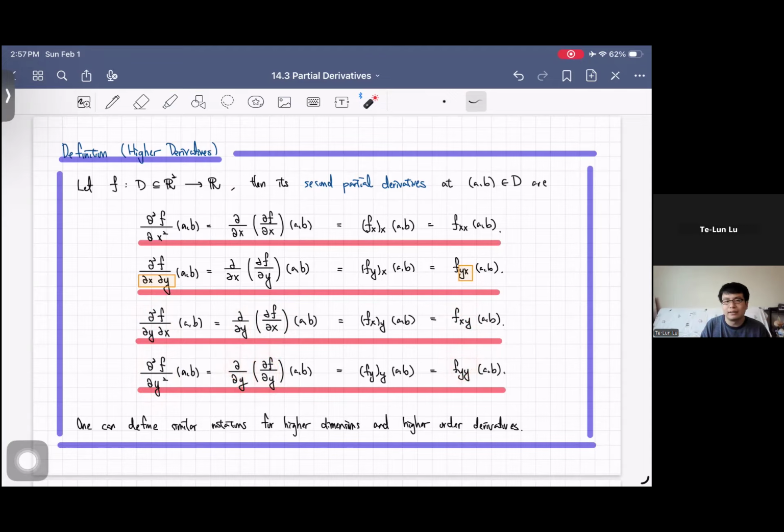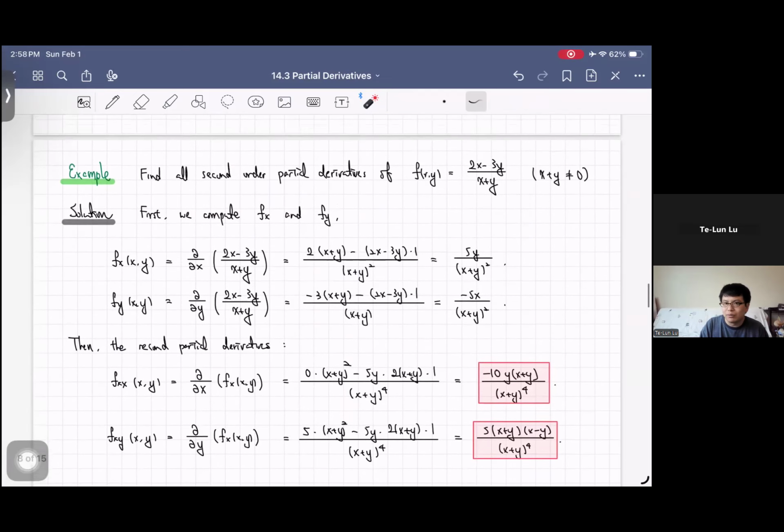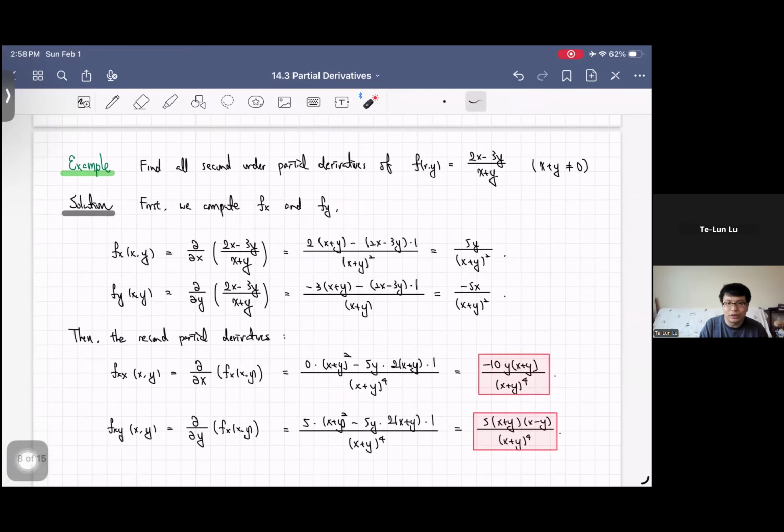And we can naturally generalize this to higher dimensions and higher orders. For example, if you are dealing with a three-dimensional space, you can do f_xyz, or f_yxz, or something like that. Right? Okay. First of all, let's do some examples so you are familiar with the definitions.